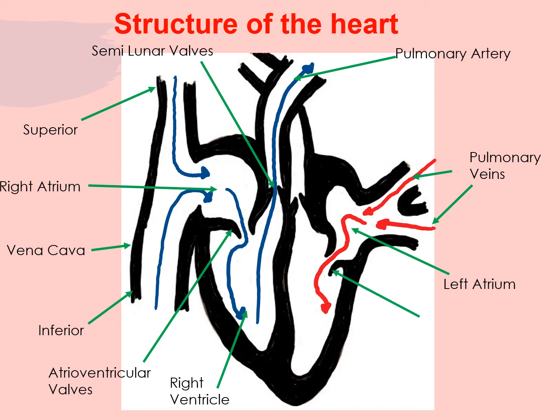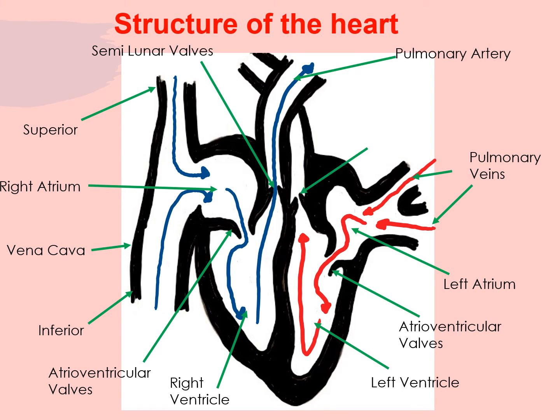The atrium contracts and sends the blood via another set of atrioventricular valves into the left ventricle. The left ventricle will contract, sending the blood up out via these semilunar valves into this artery, which is called the aorta. The blood goes up, out, and goes around the entire body. So they are the chambers of the heart and the different valves and vessels involved.